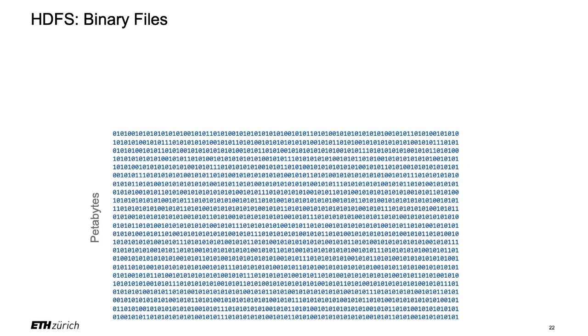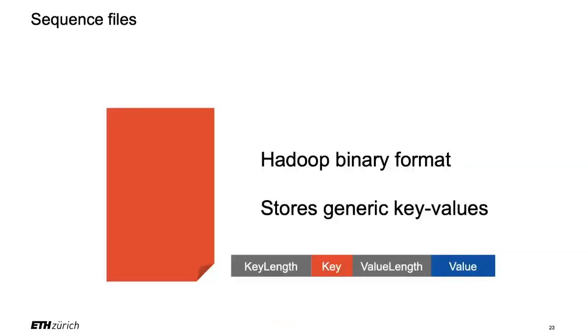Okay, then we have binary files. We could also store maybe Parquet or whatever format. So in that case, just zeros and ones. Of course, we could have petabytes of that, but as you know, HDFS is splitting that into blocks. So it's actually 128 megabytes at a time. There is a special kind of file actually that was created with MapReduce that is called a sequence file. This sequence file is just a binary format that stores key values, but in a binary form.